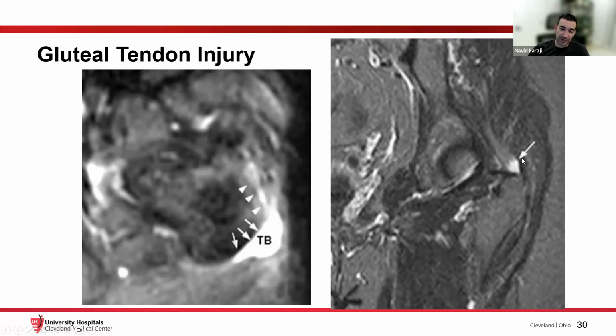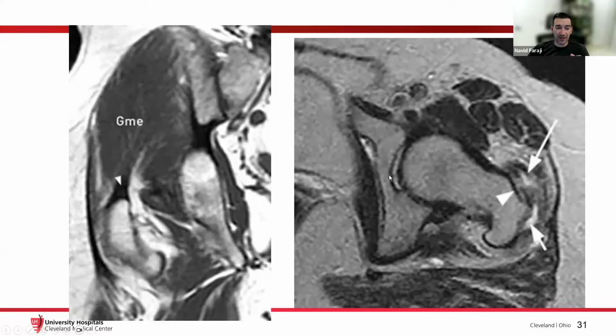And with varying degrees of thickness, it's kind of a gestalt thing. There's no grading scale for tendinosis that I use. It's just how thick is it compared to what I normally see, and how gray or bright is it compared to what I normally see.